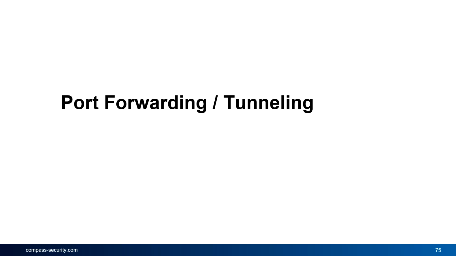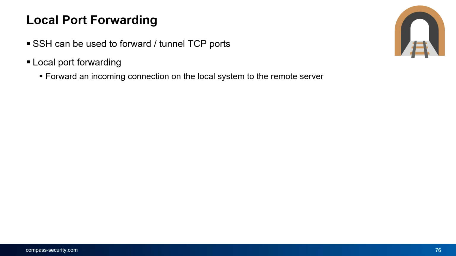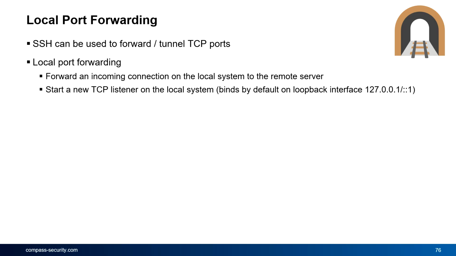The next topic is port forwarding and tunneling. SSH can be used to forward and tunnel TCP ports or TCP traffic. There is local port forwarding. This means that incoming traffic on your local system is forwarded to a remote system or a remote server. For this, on your local machine, a new TCP listener is started. By default, it only binds to your loopback interface, and then it forwards the traffic through the SSH tunnel to the other side.